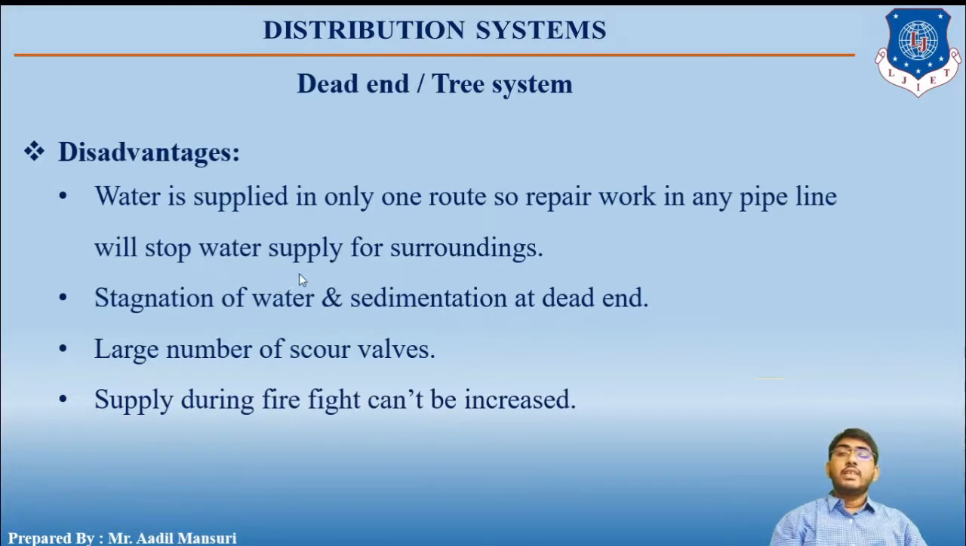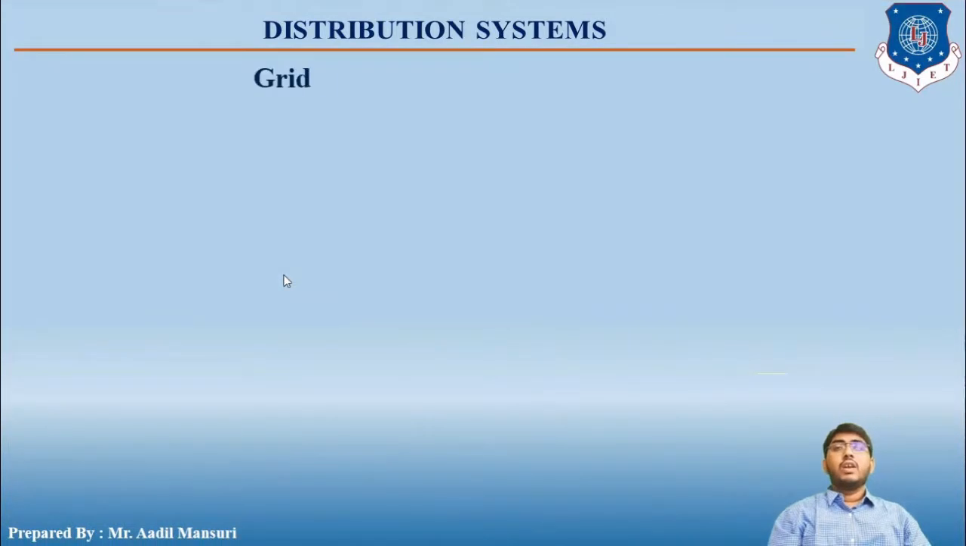Next point is that supply during the firefight cannot be increased. The next is less pressure is available at the end of the system. So these are the few disadvantages of the dead end system. Let us now have a look at the gridiron or the reticulated system.